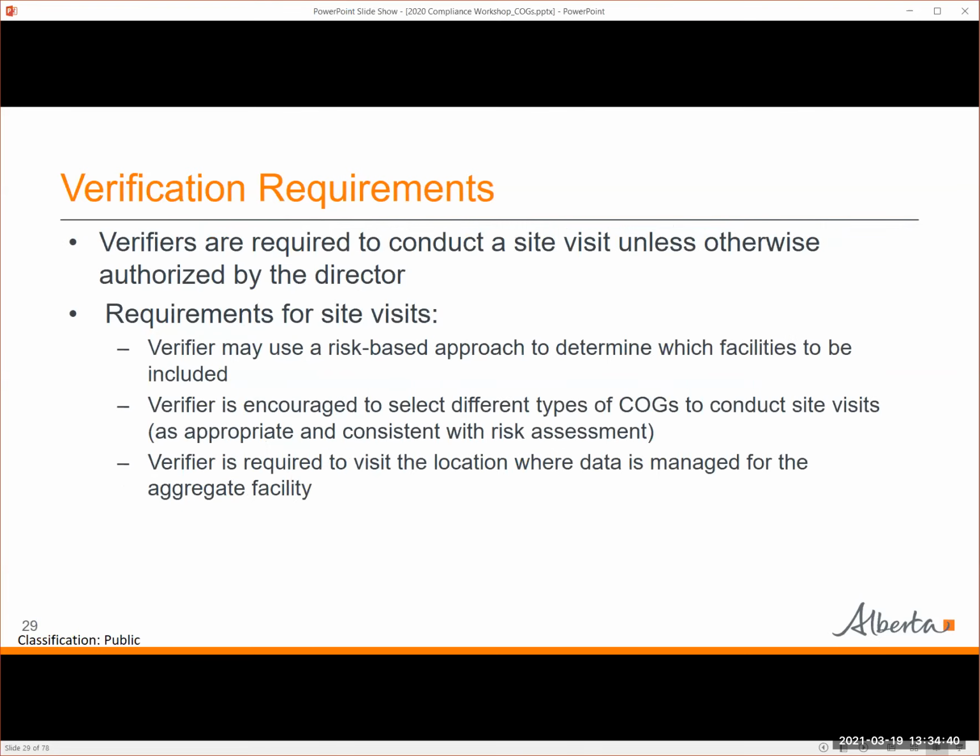So going back to the site visit requirement, per the standard, a site visit is required unless it's otherwise approved by the director. Specifically for aggregates, verifiers may use a risk-based approach to determine what sites they're going to conduct as part of the site visit, with recognition that an aggregate facility is a combination of many sites and not just one facility. So we do rely on the verifier to determine which sites would be appropriate for the site visit. We do encourage verifiers to select different types of conventional oil and gas facilities. And again, this would be dependent on the verifier's risk assessment and what would be appropriate for the verification process.